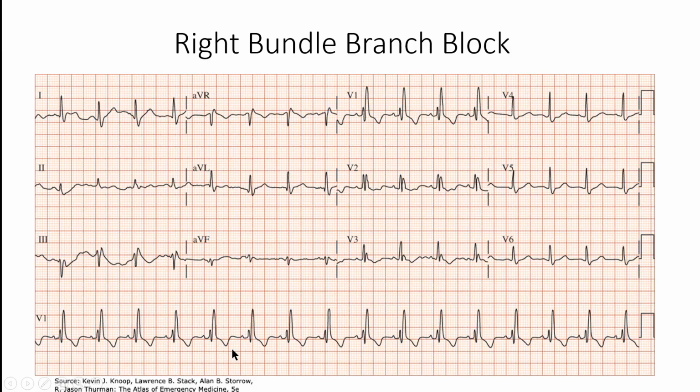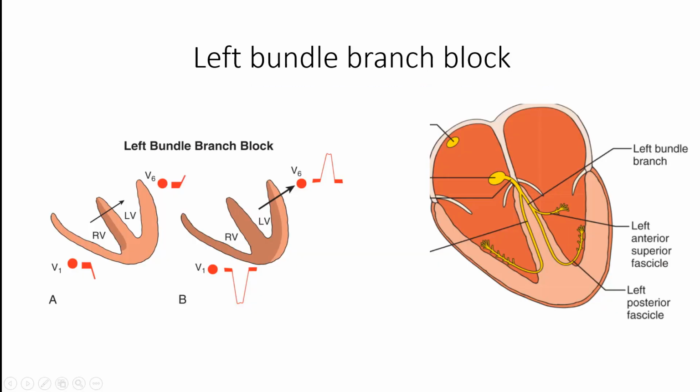Now I shall turn my attention to V1 to assess for an RSR pattern, which clearly we can see with an R, S, and an R prime. So we do have a diagnosis of right bundle branch block, which is also confirmed by the broad S wave in AVL and V6.